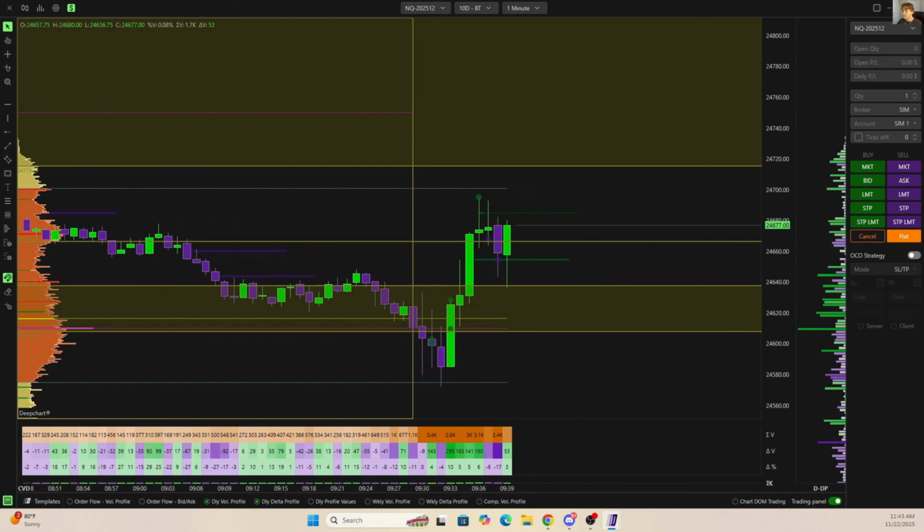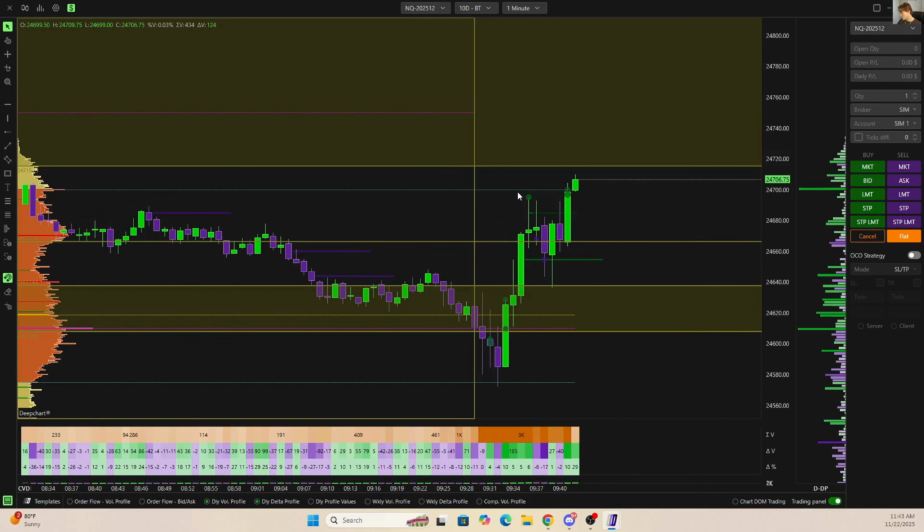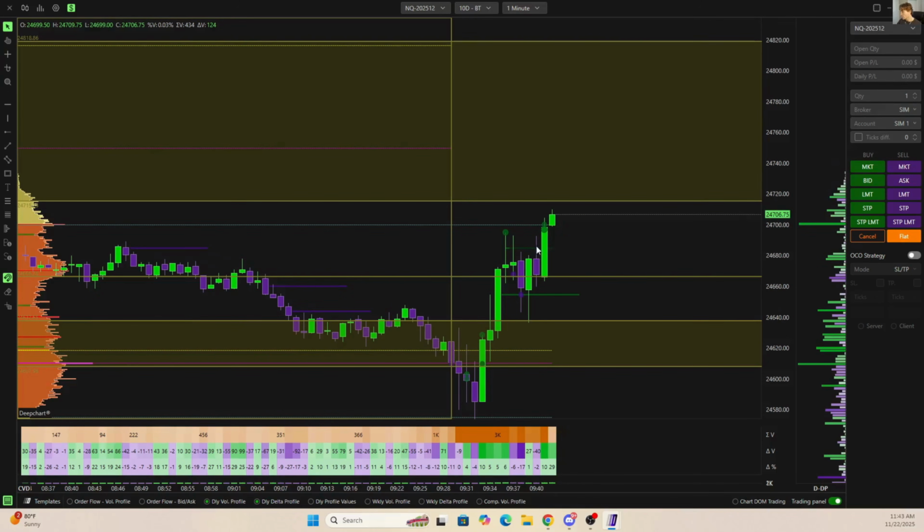And we see a push off. Waiting. We closed at this area, trapped these sellers, held this buy imbalance, pushed through this buy imbalance, and aggressive buying comes in.